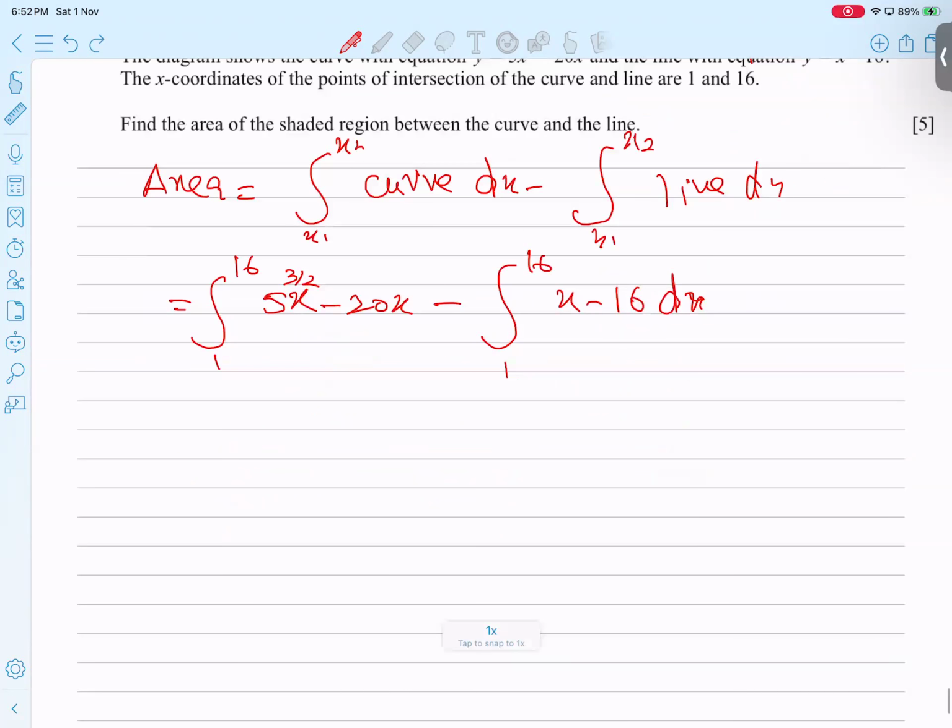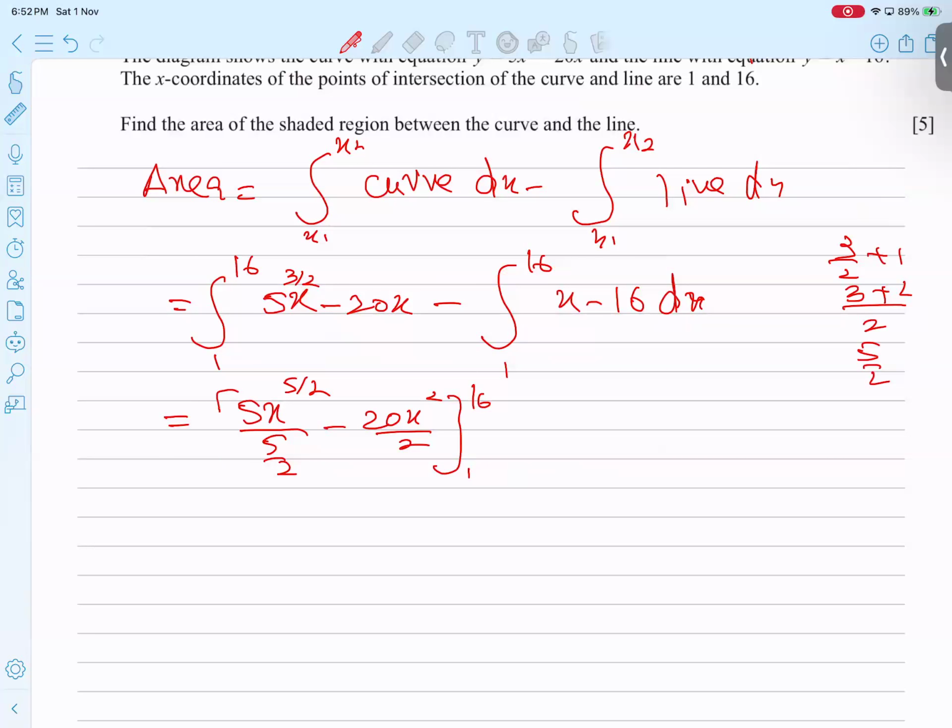So let's integrate. Increase the power by 1: 3 by 2 plus 1, I get 5 by 2, so 5 by 2 up and 5 by 2 down. And for 20x, increase the power and divide by the same. What is the power of x? 1. So increase the power by 1 and divide by the same. Here 16x, with limits 1 to 16.